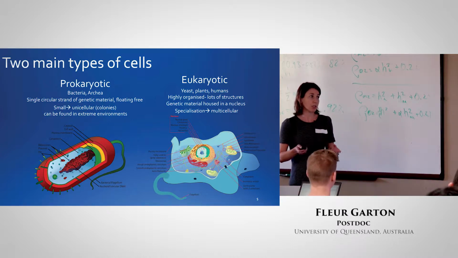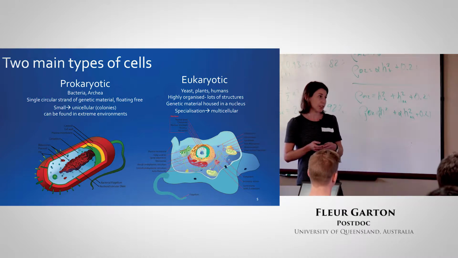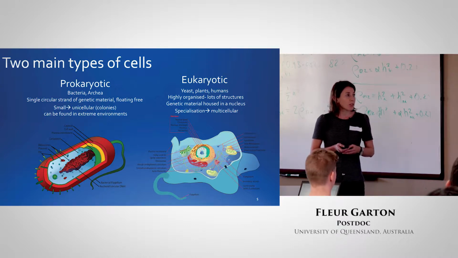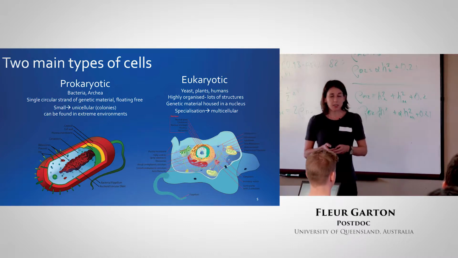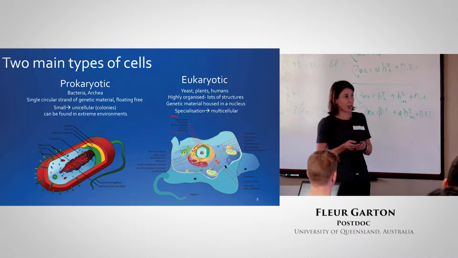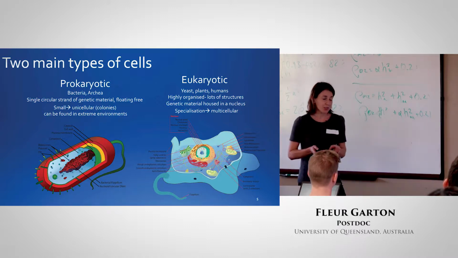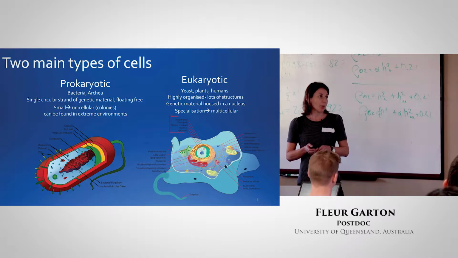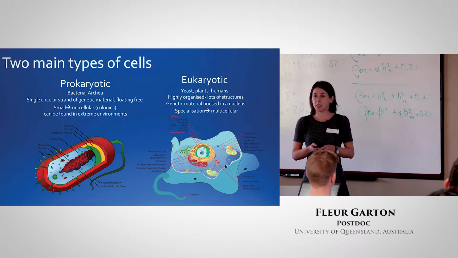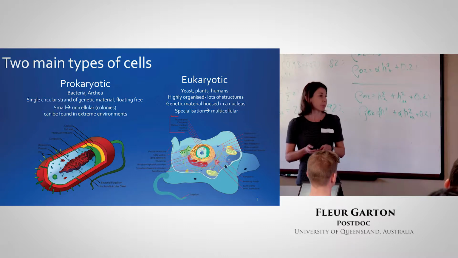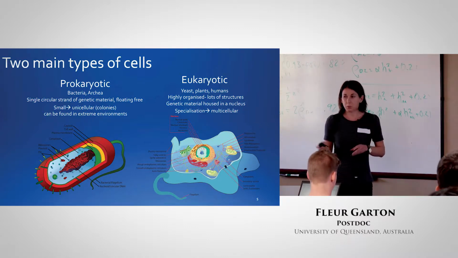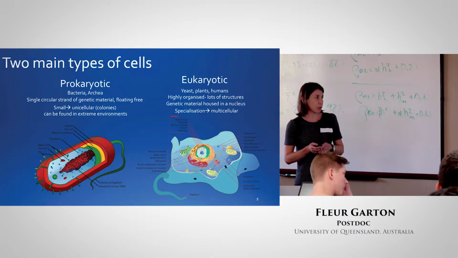And with multicellular organisms, we're typically talking about eukaryotic cells, so things like yeast, plants, and of course humans. These cells are highly organized. They're a lot more complex. They have a lot more structure inside them. The genetic material is housed inside a nucleus, and given that they're multicellular organisms, this gives them the opportunity to specialize, which we'll talk more about in the later lectures tomorrow.